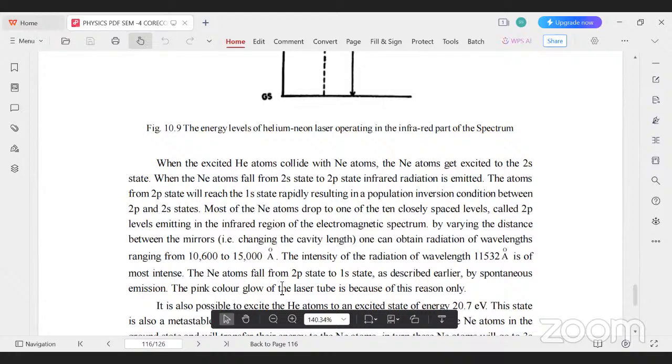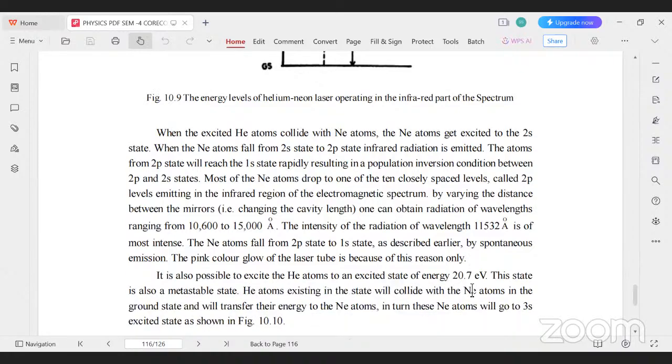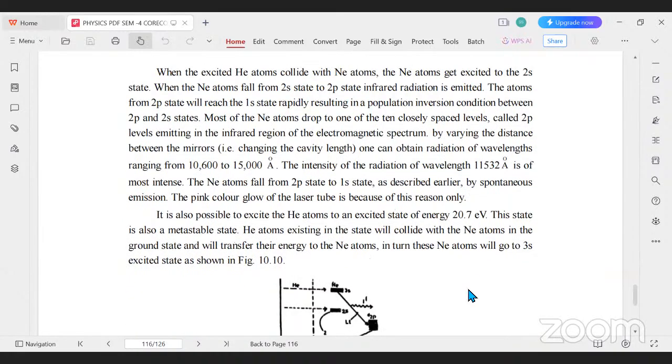The neon atom falls from the 2p state to the first state as described earlier, by spontaneous emission. The pink color glow of the laser tube is because of this reason only. It is also possible to excite the helium atoms to an excited state of energy 20.7 eV.